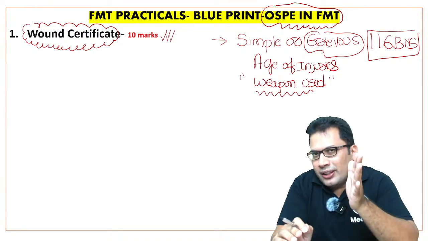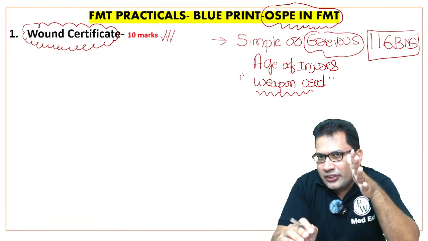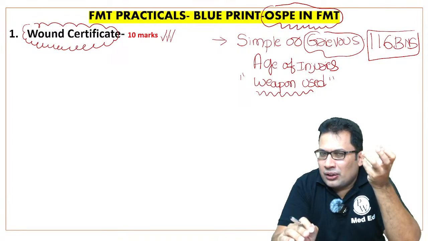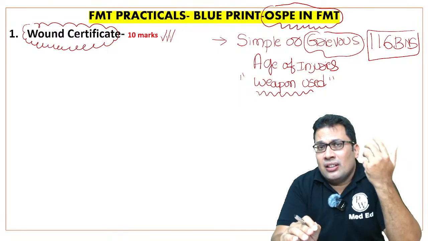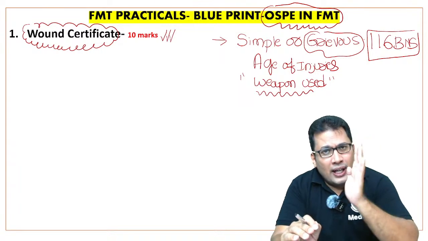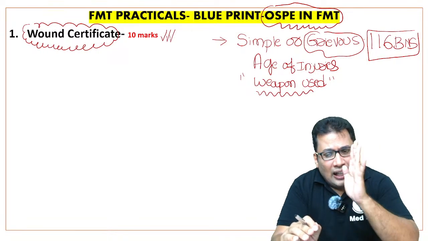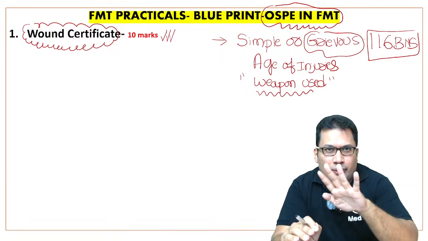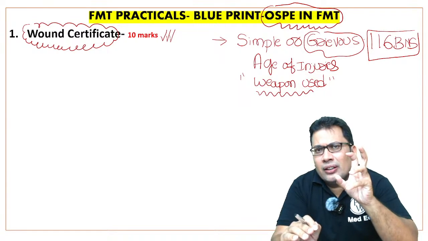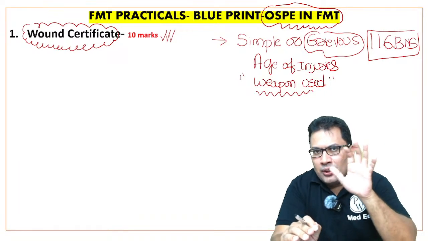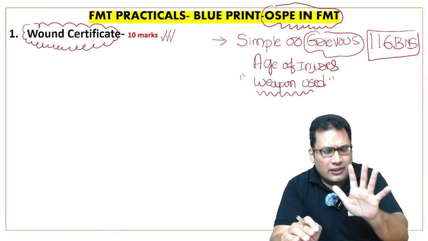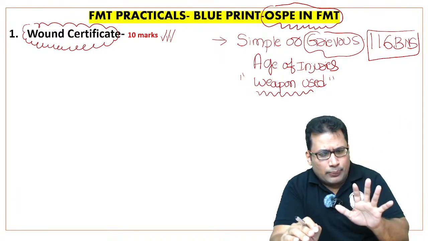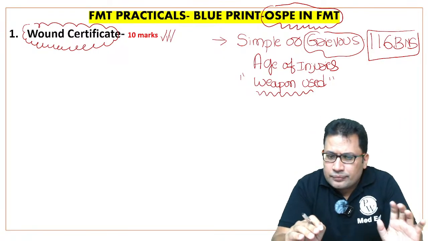The very important part is the explanation or description of the injuries, whether abrasion, bruise, contusion, laceration, stab wound, incised wound. And in the opinion, you must write whether it is simple or grievous. Again, it depends on 116 BNS. If it comes under any clause of grievous hurt, then it is grievous hurt only. Grievous hurt is a punishable offence, simple is also punishable.